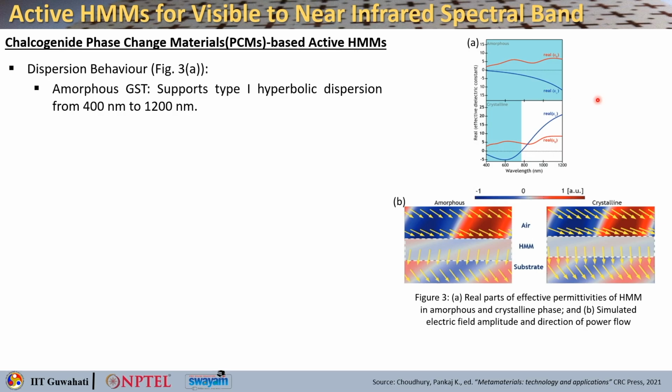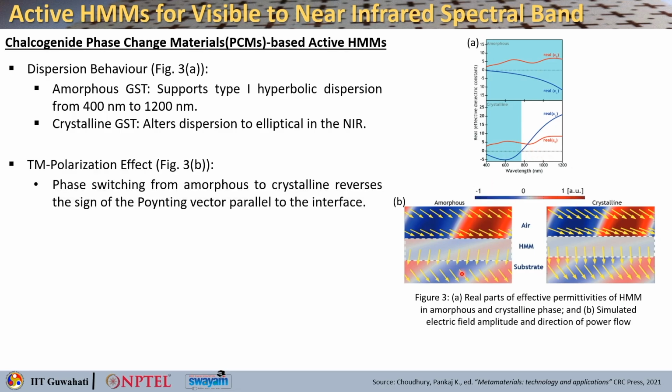You can see that the wavelength starts from 400 to 1200. In the case of amorphous, it supports a hyperbolic dispersion over the entire range of 400 to 1200. However, in the case of crystalline, it alters the dispersion into elliptical. So, when you move into the NIR range, before that it is behaving like hyperbolic dispersion, but then there is a transition in the crystalline phase. You can clearly see the TM polarization effect here.